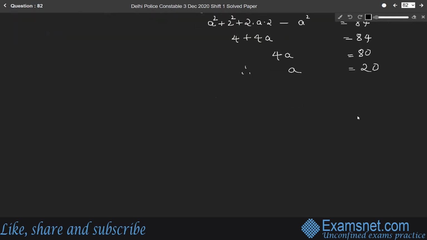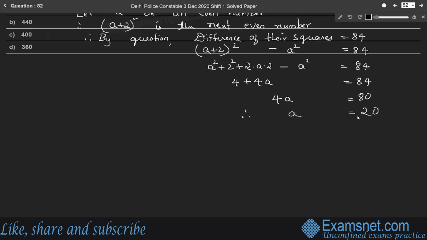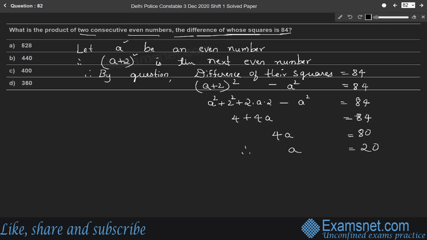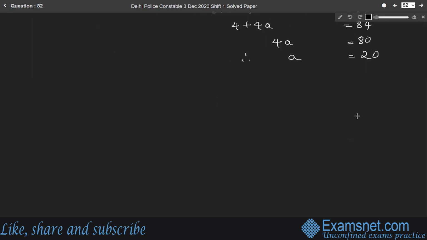So the first even number is 20. So what else is asked in the question? What else is given? The product of two consecutive even numbers. We have to find the product of two consecutive even numbers.